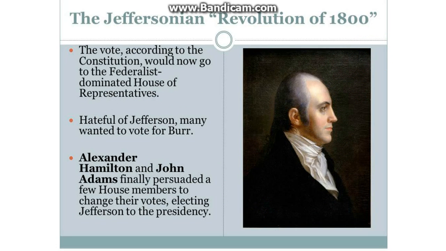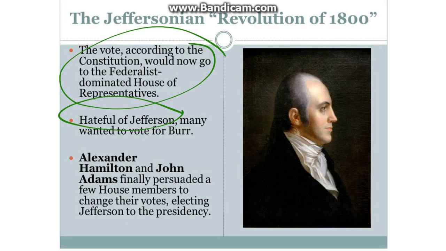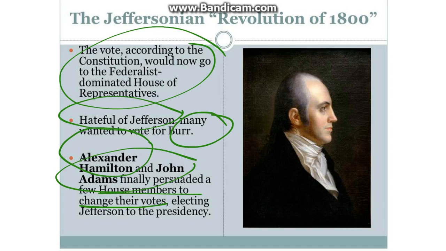The vote, according to the Constitution, would now go to the Federalist-dominated House of Representatives, who would have to decide whether Aaron Burr or Thomas Jefferson would become president. Hateful of Jefferson, many wanted to vote for Aaron Burr. But Alexander Hamilton and John Adams, who had already lost the election, finally persuaded a few House members to change their votes, electing Jefferson to the presidency, because they disliked Jefferson less than they disliked Aaron Burr.